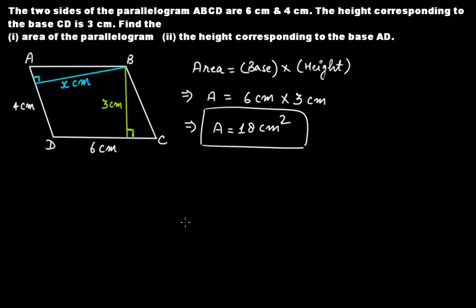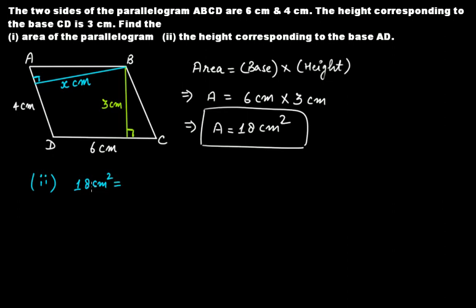Okay, so we know that the area is 18 centimeters square. It doesn't matter whether you are considering this as a base and this corresponding height, or this as a base and this corresponding height. Area is not going to change. The area is always fixed. Okay, so in this case we know the area, so area is 18 centimeters square.